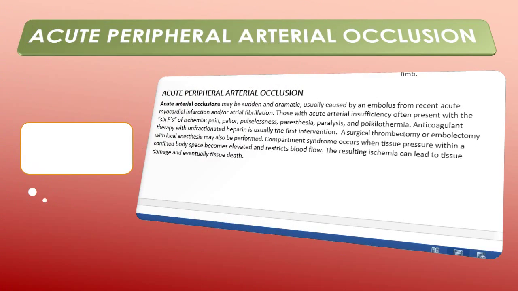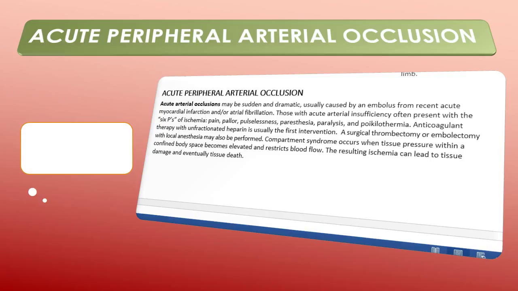Now let's talk about acute arterial occlusions. These may be sudden or undramatic, usually caused by an embolus from a recent acute MI or AFib. Those with acute arterial insufficiency often present with the 6Ps of ischemia: pain, pallor, pulselessness, paresthesia, paralysis, and poikilothermia. Anticoagulant therapy with unfractionated heparin is usually the first intervention. A surgical procedure, thrombectomy or embolectomy, will follow, and local anesthesia may also be used.